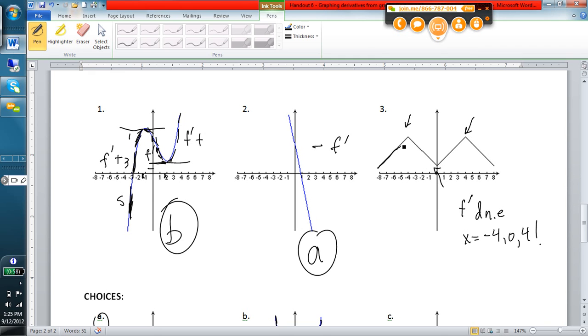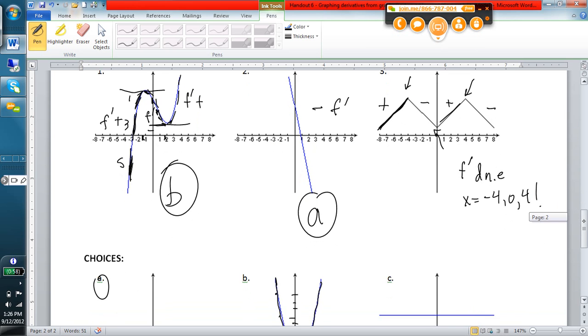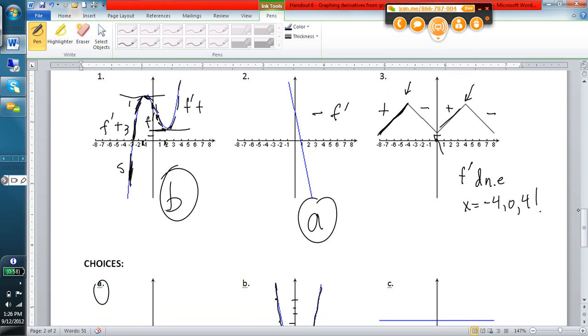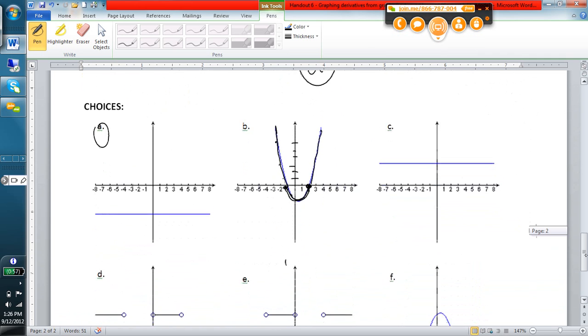Well, on this side, to the left of negative 4, I've got a line. It's positive slope. So I've got a horizontal line that's positive. Then after negative 4, between negative 4 and 0, I've got a negative slope line. So I've got a horizontal negative line. You know what I mean? Then I've got a positive, and then I've got another negative. Which ones of the choices? So I've got a bunch of horizontal lines. I've got a positive horizontal line, then a negative horizontal line. Which ones of those does it have?